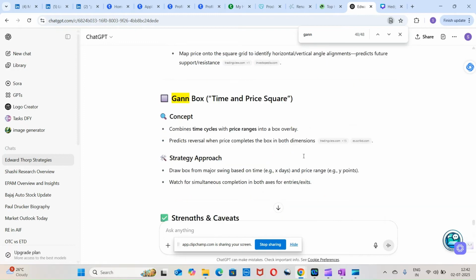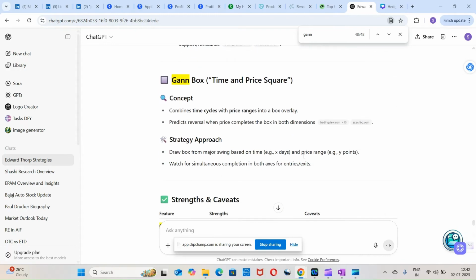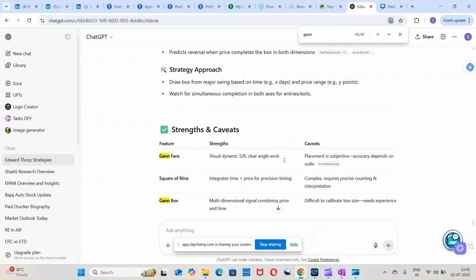So Gann box, this is time and price square. The concept is combining time cycles with price ranges into a box overlay. This predicts reversal when price completes the box in both dimensions. The strategy is to draw the box from a major swing based on time, number of days, and price range, number of points. Wait for simultaneous completion in both axes for entries and exits.